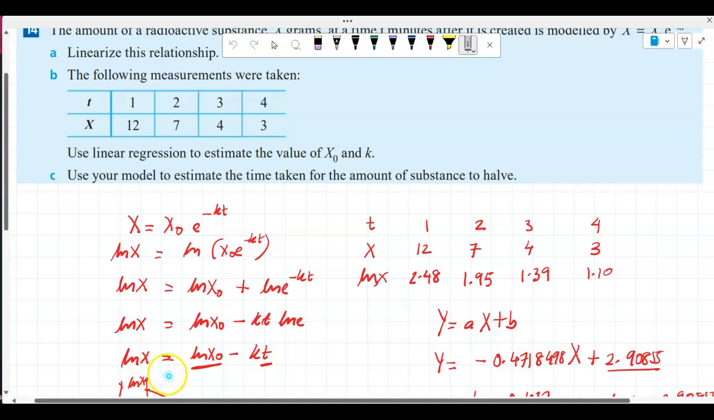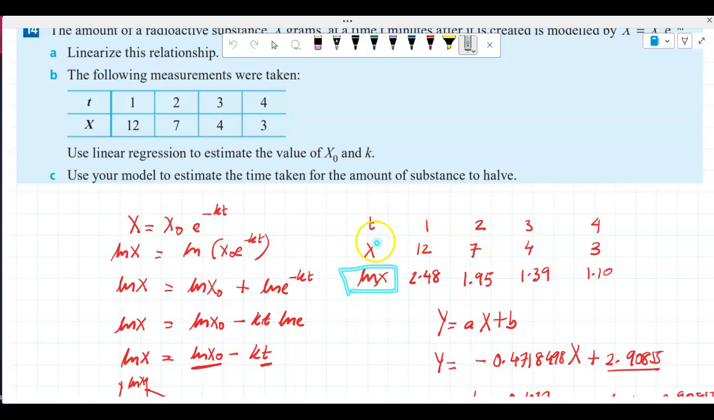So now I look at this. I have to take ln of x. They have given me x. You have to take ln of x. So you take ln of x, and your t you keep as it is. You put this in list 1, and you put this in list 2 in your calculator.